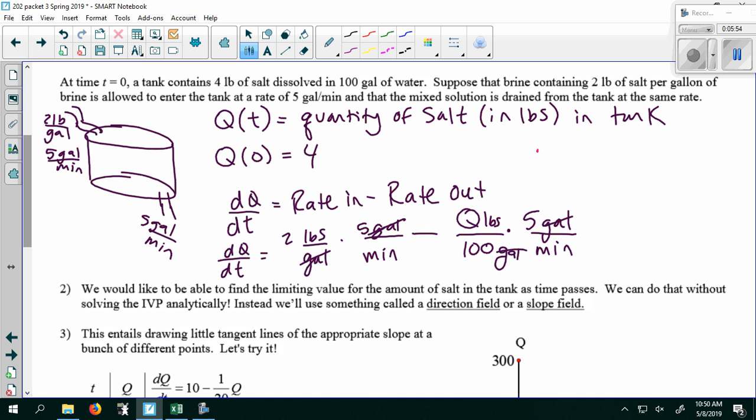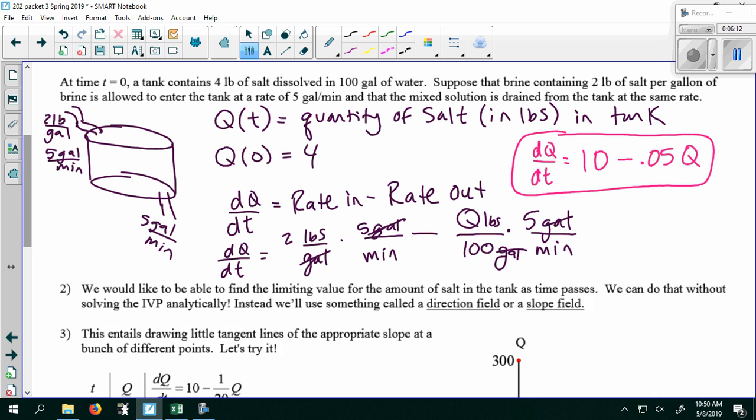So I'm just going to write the final equation a little bit simplified. I'll write it up here. So dQ/dt ends up at 10, I'm going to leave the units out this time just to make it look simpler, minus 0.05 Q. Five over 100 is 0.05. And then we always have this. That's part of the initial value problem.